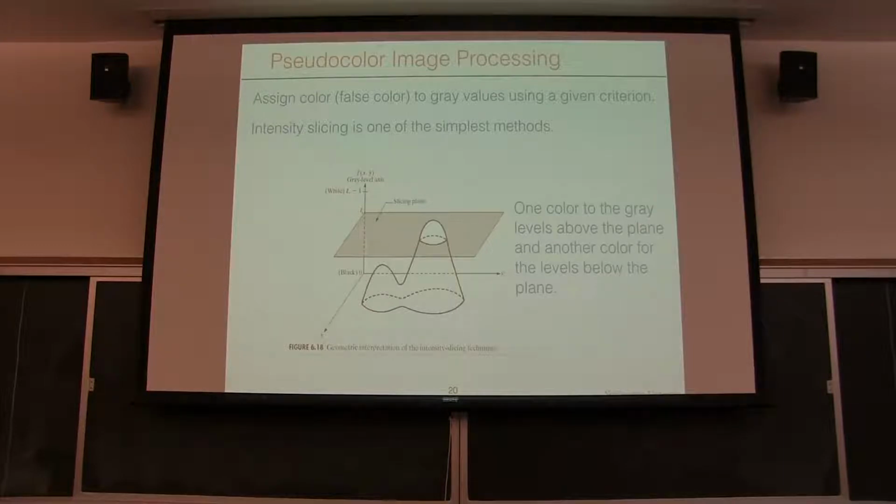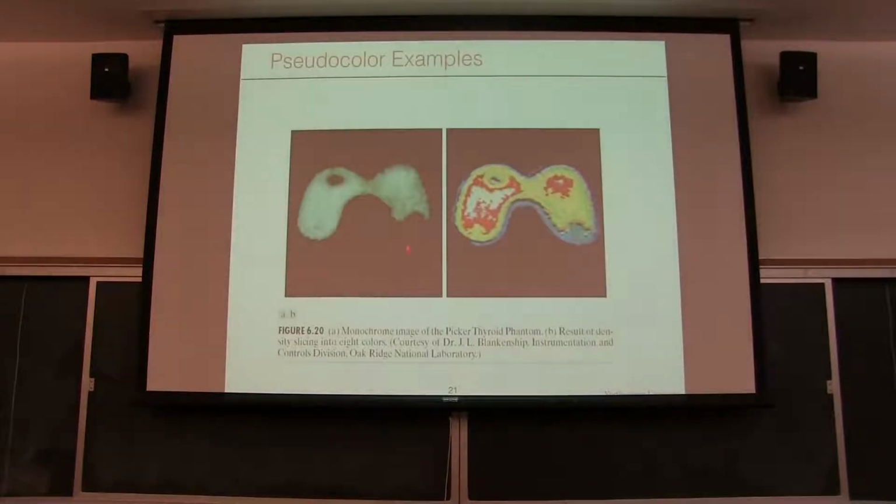And everything that is, say, above that plane, I color one color, and everything that's below, I color a different color. Or I can say some of these planes I'm going to color one color, and some other planes I'm going to color a different color. Okay? So if I do that, now I can do things like this.